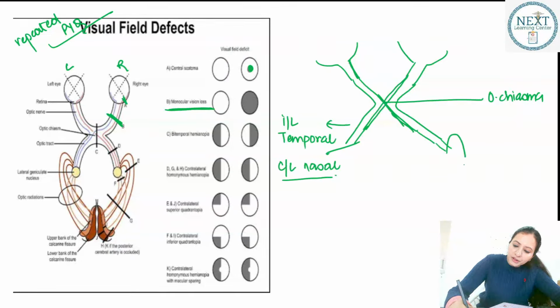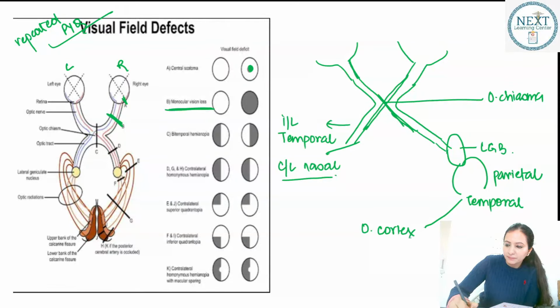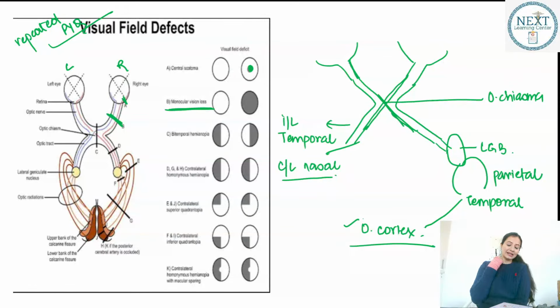From there we are going to have two types of radiation, one that loops around the parietal lobe and the other that loops around the temporal lobe. They will finally go to your occipital cortex. So let us see the visual field defects. If there is damage at the level of the optic nerve, the patient is going to get monocular loss of vision.